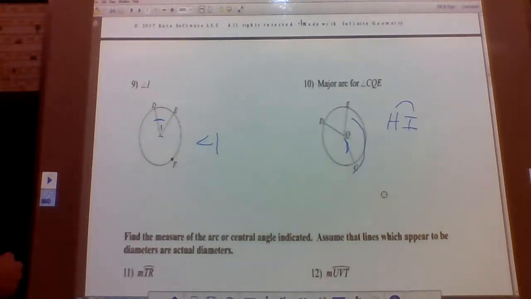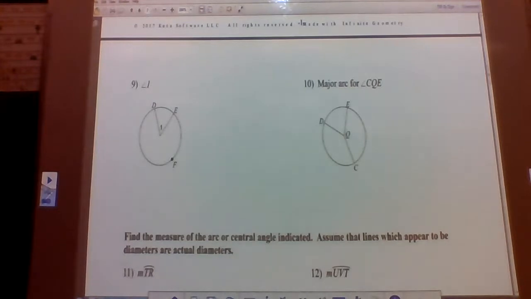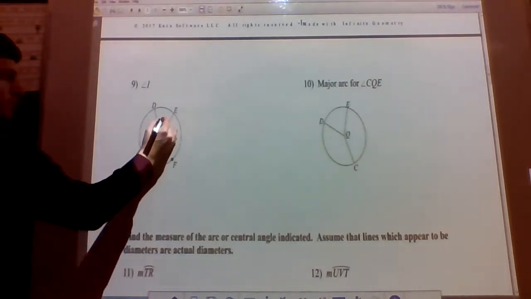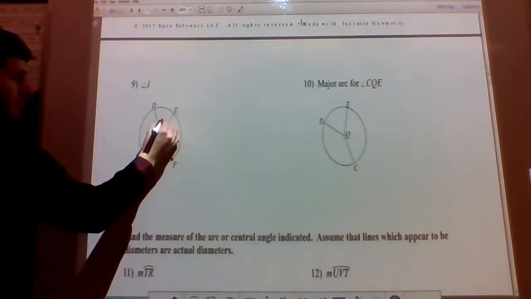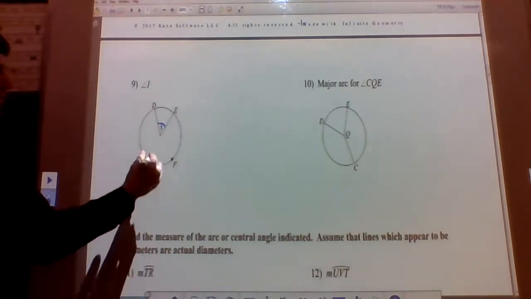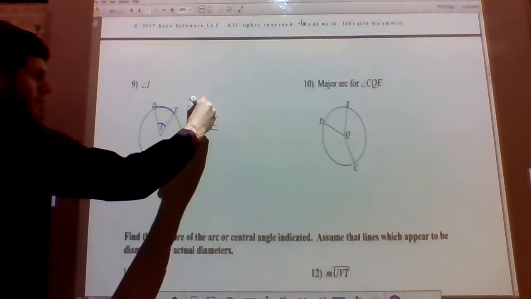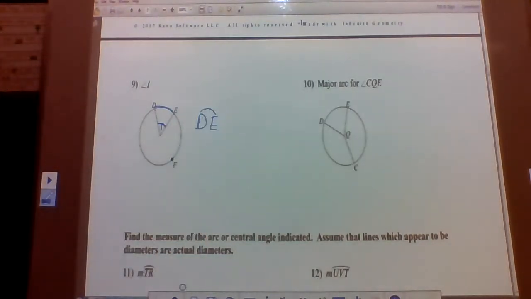9 and 10. Okay, angle 1 is this angle right here. So the associated arc is going to be DE, the minor arc, shortest path between D and E.